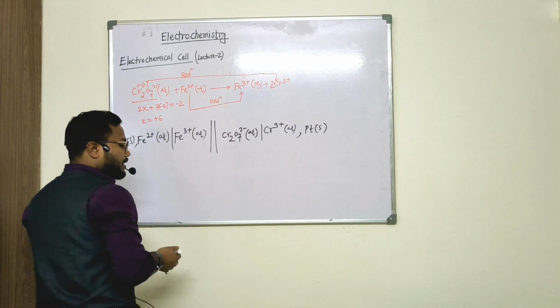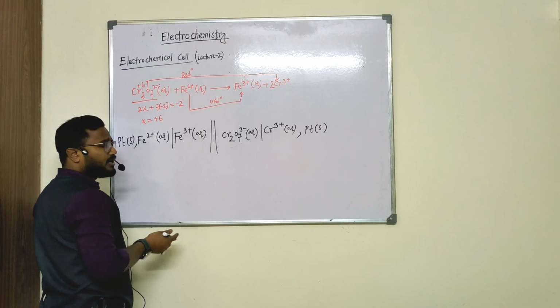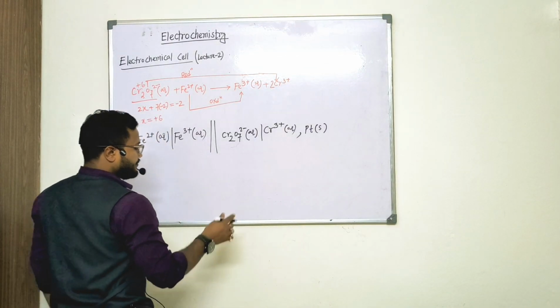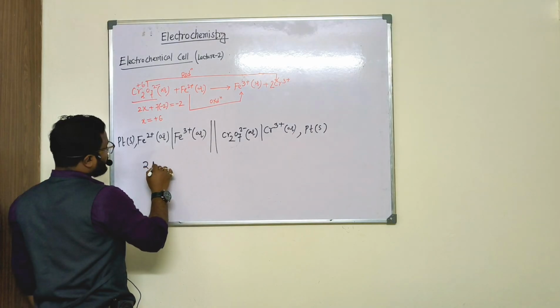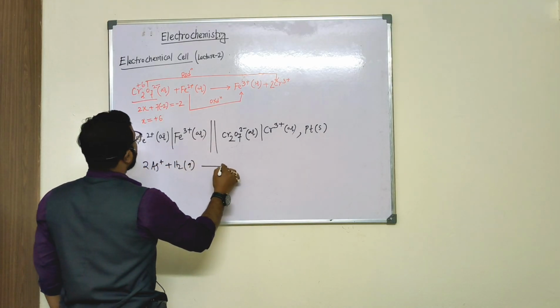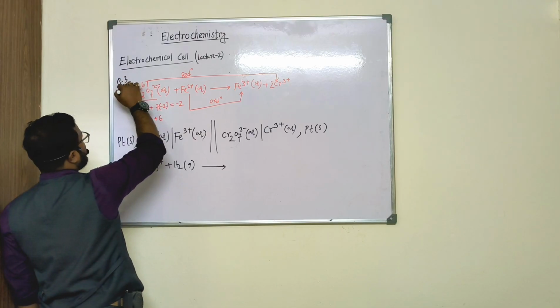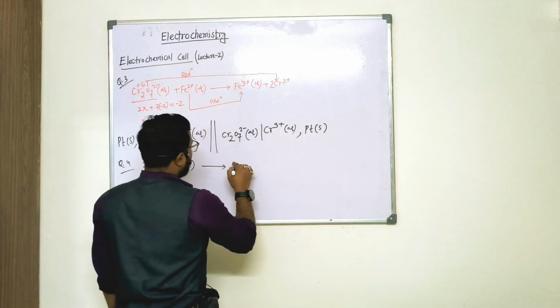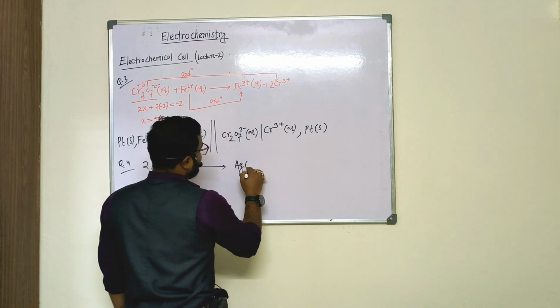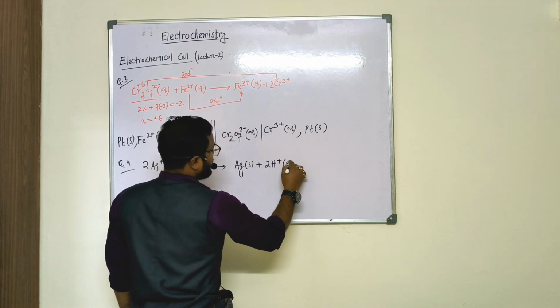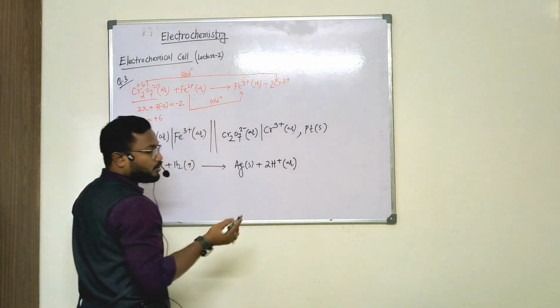So it is the exact cell representation for this. Few more examples we are taking. We are taking silver with H plus. Let us take 2Ag+ plus H2 gas. This is our question 3. What will it give? It will give Ag solid plus 2H+ aqueous. This is the product produced.